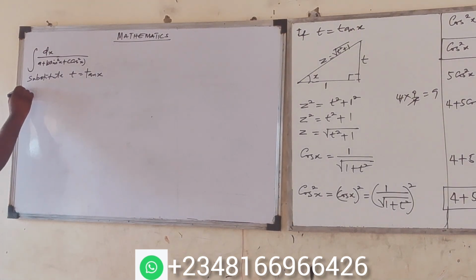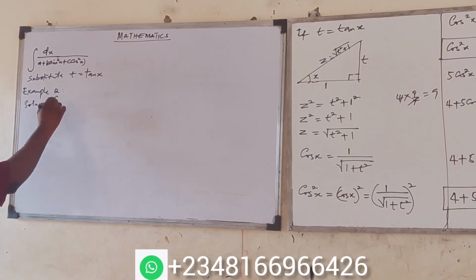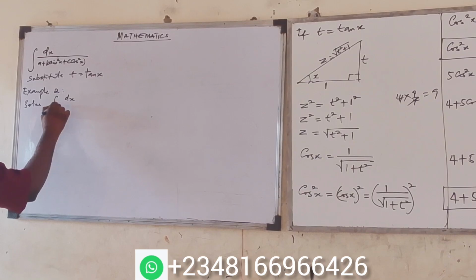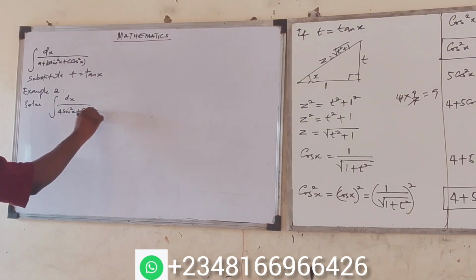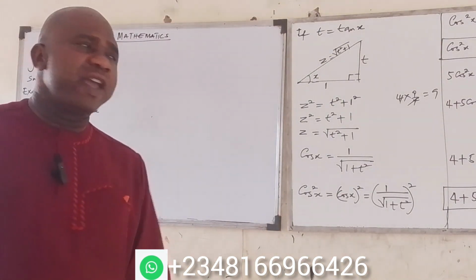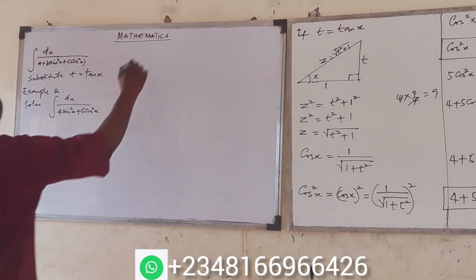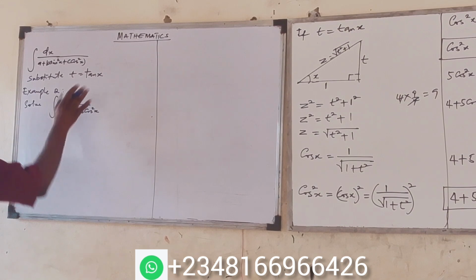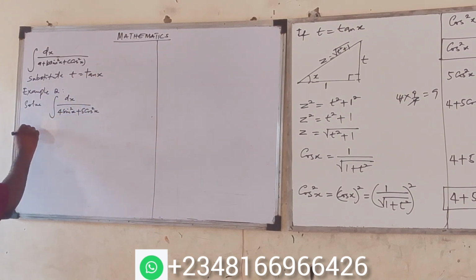Now let's look at example 2. Solve the integral of dx over 4 sine squared x plus 5 cos squared x. In this case, remember we said the first step is to substitute. So let t be equal to tan x.